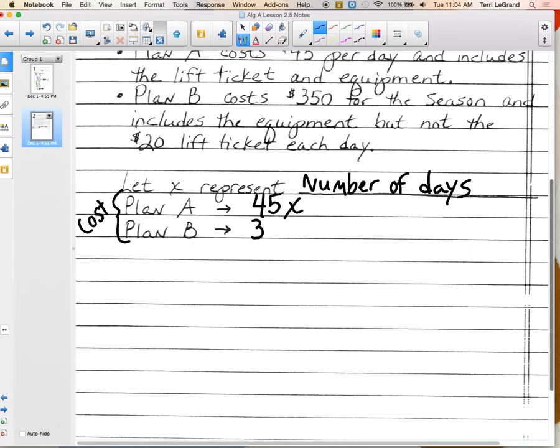Let's not put the plus in it, and let's just say it's $350, right? That's a one-time season pass, and then they charge you $20 each day for the lift ticket. Okay? So $350, that's a one-time thing. They'll give you your equipment every time you come skiing, but they are going to charge you $20 every day that you come skiing. So $350 plus 20x.